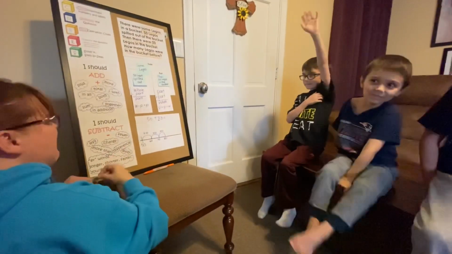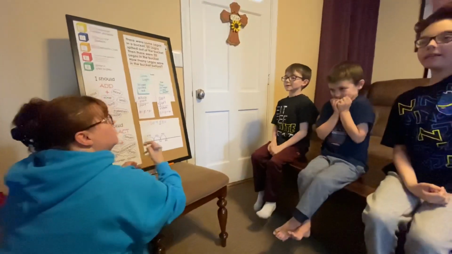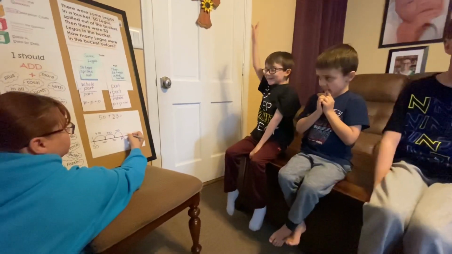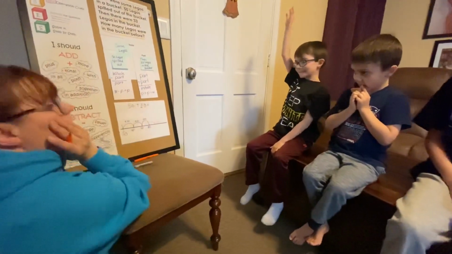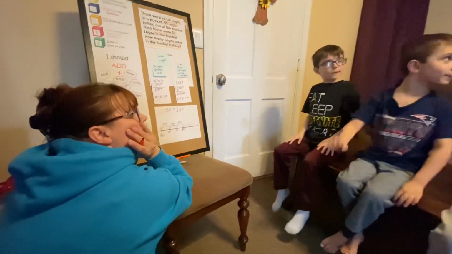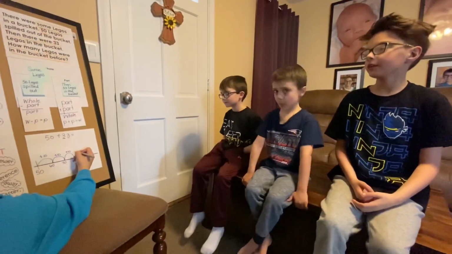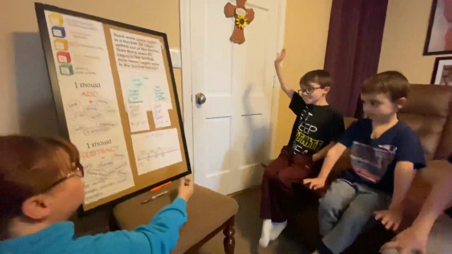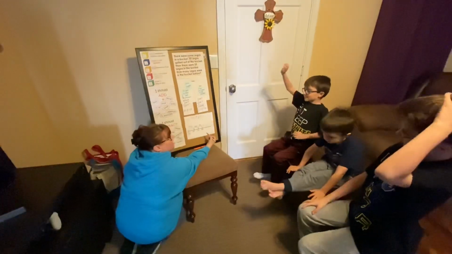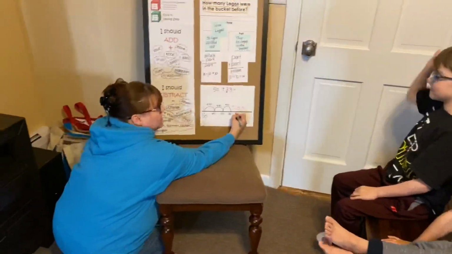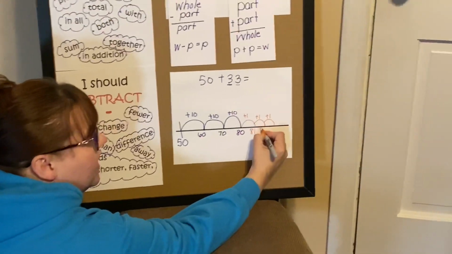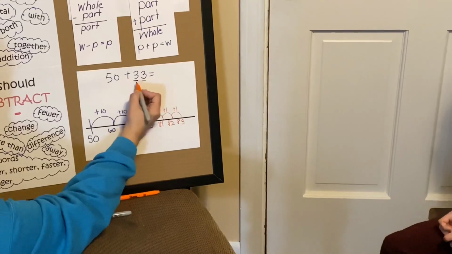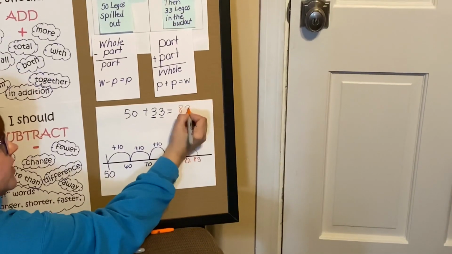What do I need to add now? 3 ones. Exactly, because I have 3 ones in the ones column. So I'm going to make 3 jumps. What do you think I'm going to put on top of those 3 jumps, Jonathan? Plus 1. Why? Because you're only adding 1 unit. Very good. So now I have to count. Where am I going to start counting from when I add these 3 ones? 80. So let's all count together. Ready? 81, 82, 83. So 50 plus 33 is 83.